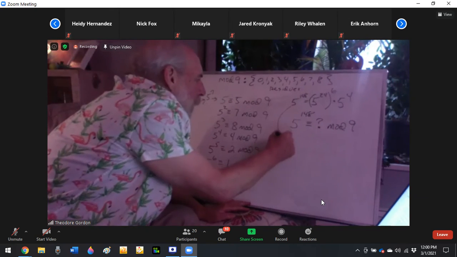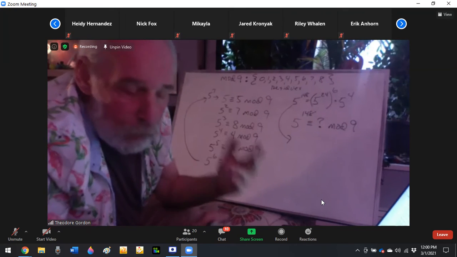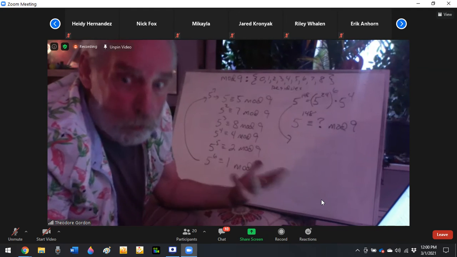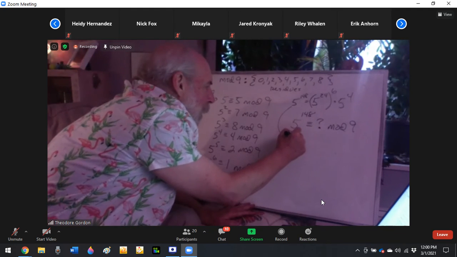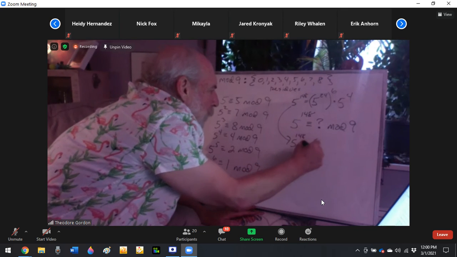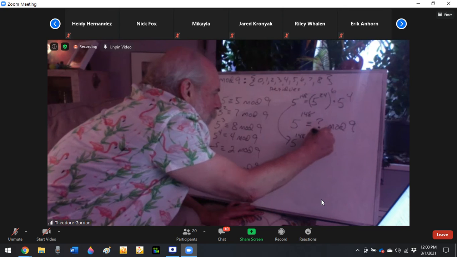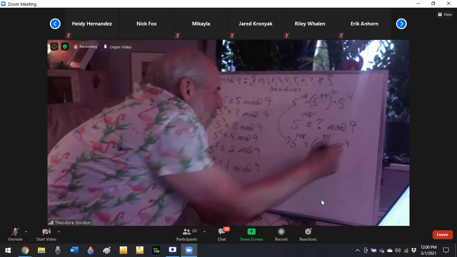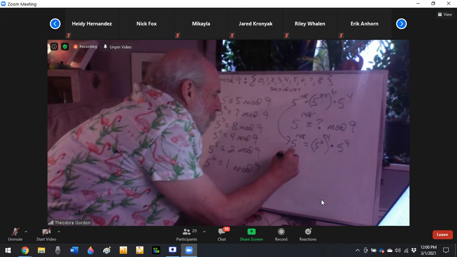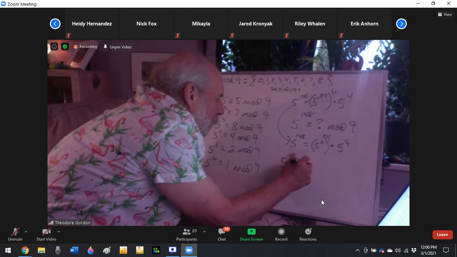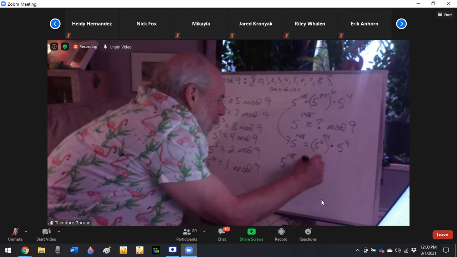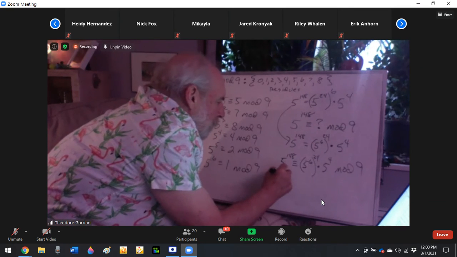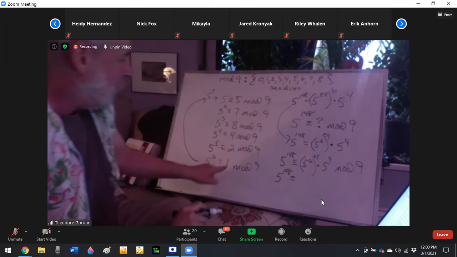I can rewrite this using commutativity. In regular algebra, commutativity, A times B is equal to B times A. So I can say 5 to the 148 power is equal to 5 to the 6th power to the 24, I'm just switching those, times 5 to the 4th. So 5 to the 148 power is congruent to 5 to the 6th to the 24th power times 5 to the 4th mod 9. So 5 to the 6th is 1.